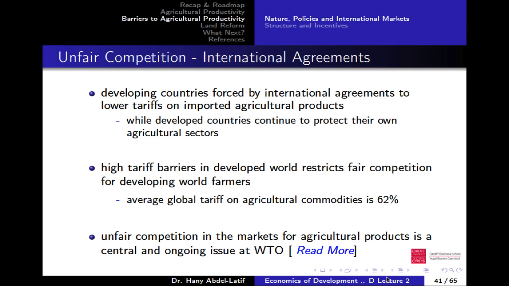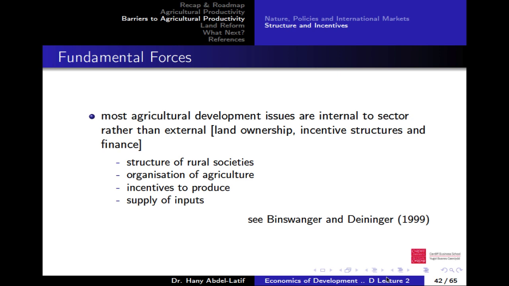I think more fundamental forces are internal to rural societies: the way they live, their norms, their culture, the way they live their daily life. It is more the problem. So the land ownership, the incentive structure, why they don't respond to that. All these are issues that are embedded into the society that need changing, if you want to increase productivity.